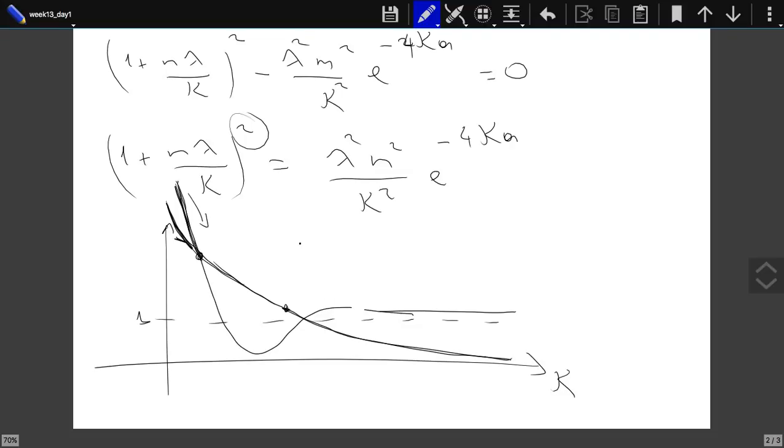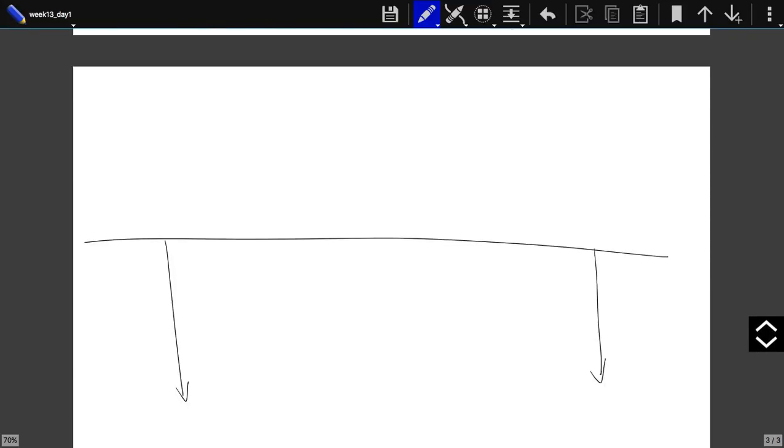Probably it doesn't go above 1. It approaches 0 below 1. So this is 1. So we have these two poles, because lambda is less than 0. So this is what's actually happening.